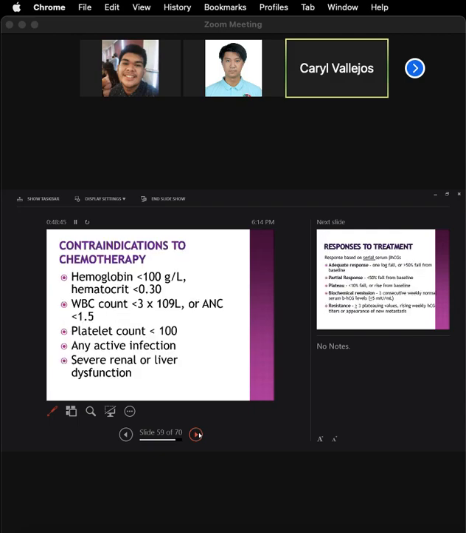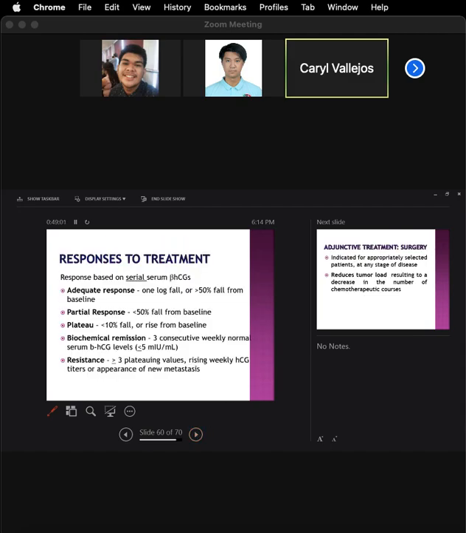So, contraindications in giving your chemotherapy: hemoglobin of less than 100, WBC of less than 3, platelet count of less than 100, severe renal or liver dysfunction, and any active infection. So, these are the terms only for the responses to treatment: adequate response, partial plateauing, biochemical remissions, and resistance.